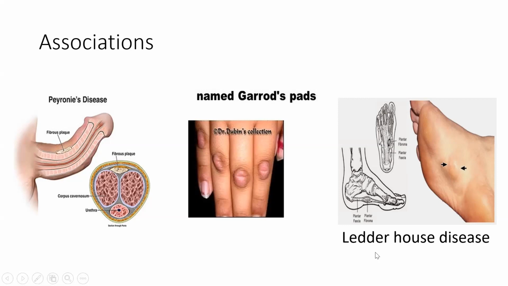The other thing is Ledderhose. So Ledderhose क्यों बोलते हैं? क्योंकि ladder पे चढ़ते चढ़ते, if you are walking on a ladder, so there would be plantar, यहाँ पे इस एरिया में there is a nodule. So this is Ledderhose disease बोलते हैं. यहाँ भी fibrosis हो जाता है. So these are the associations of Dupuytren contracture.